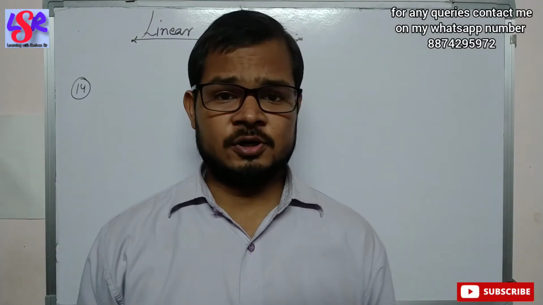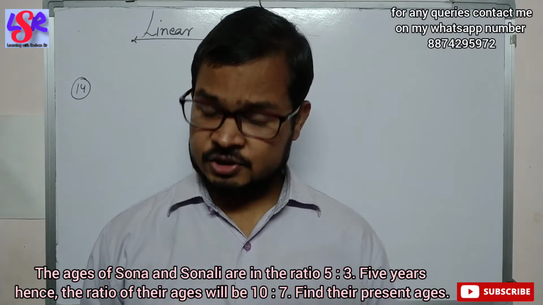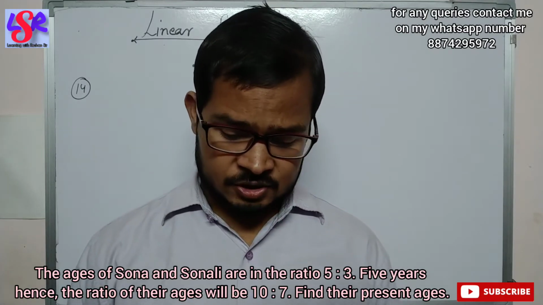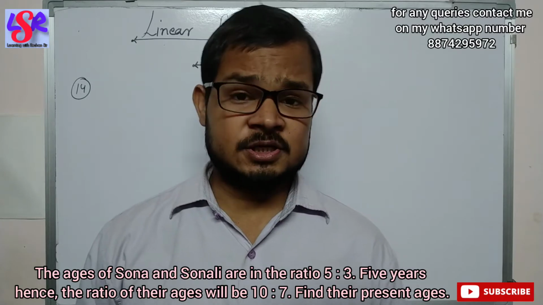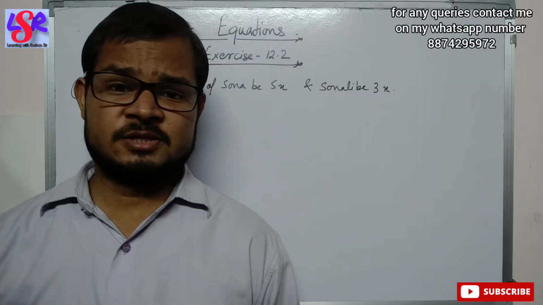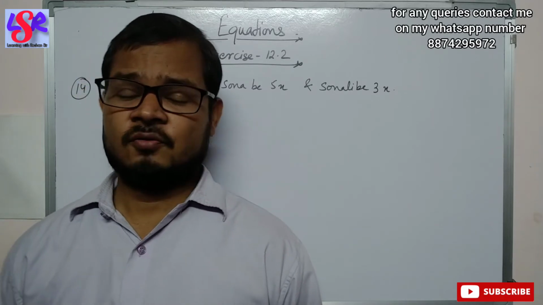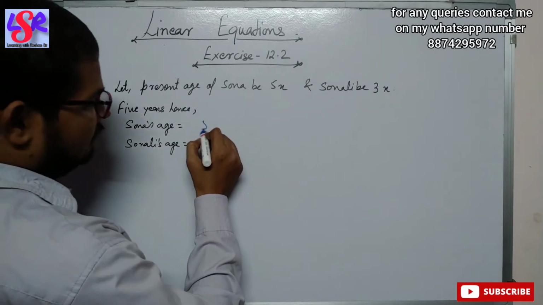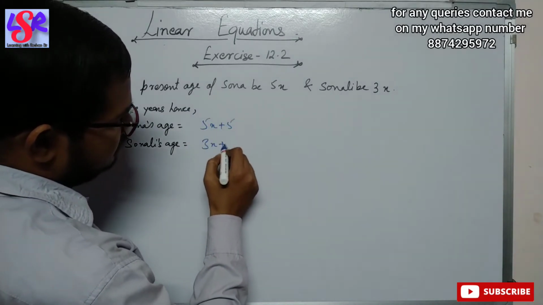Now we'll be doing question number 14. Here in question number 14 we have: the ages of Sona and Sonali are in the ratio of 5:3. 5 years hence the ratio of their ages will be 10:7. Find their present ages. Now let Sona's age be 5x and Sonali's age be 3x, and their ages 5 years hence will be 5x plus 5 and 3x plus 5.